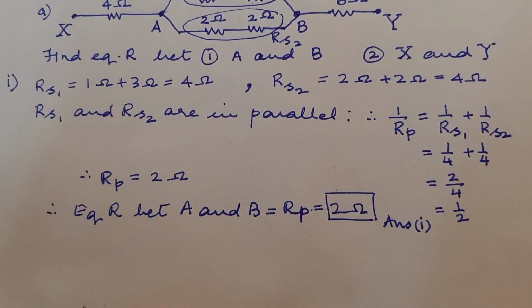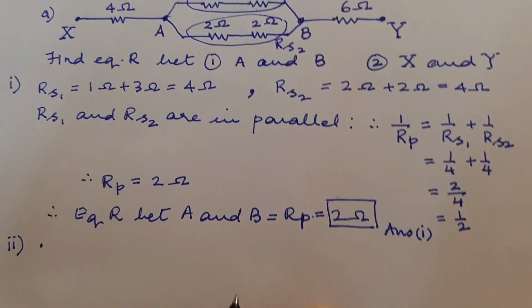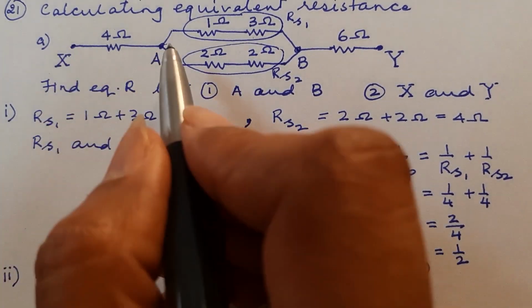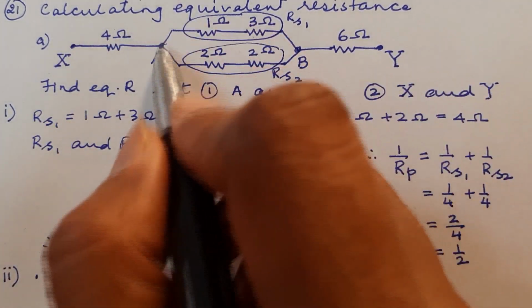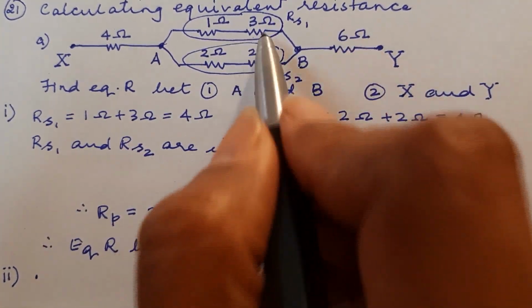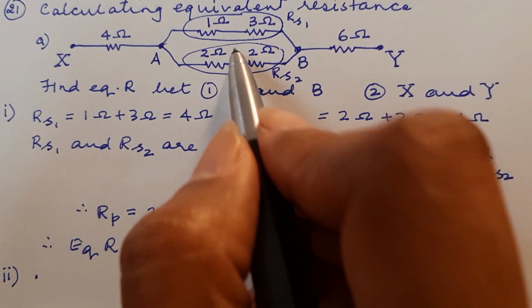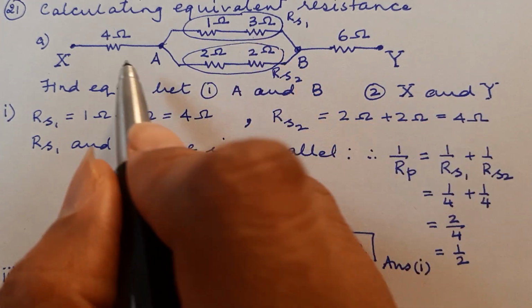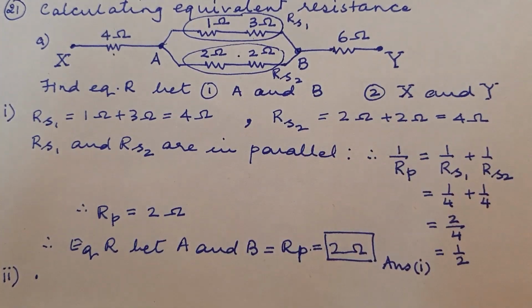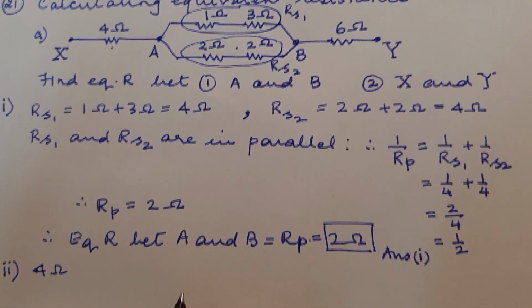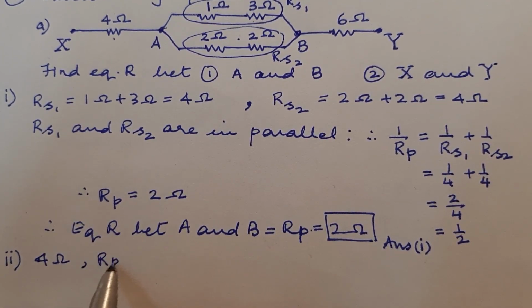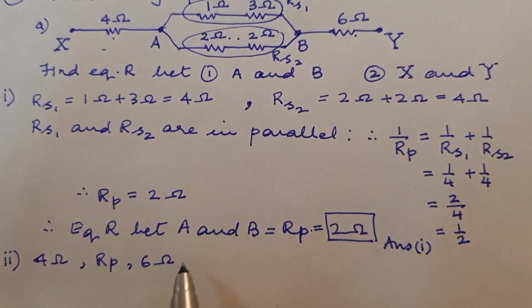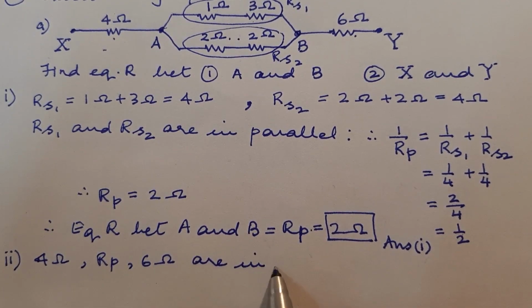Now let us come to the second part. In our second part, we need to find the equivalent resistance between X and Y. So you will see X has this resistance, and this resistance. Now this one you have to take it as Rp, which is 2 ohm. So you have to consider this as 1. And so this, and this, they are in series. So we will say 4 ohm, Rp, 6 ohm, that is 4, Rp and this, are in series.